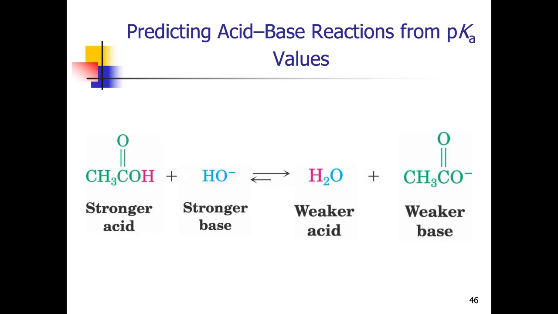Because there is a large difference in the value of the pKa of the two acids, the position of equilibrium will greatly favor the formation of the products. In instances like these we commonly show the reaction with a one-way arrow even though the reaction is in equilibrium.